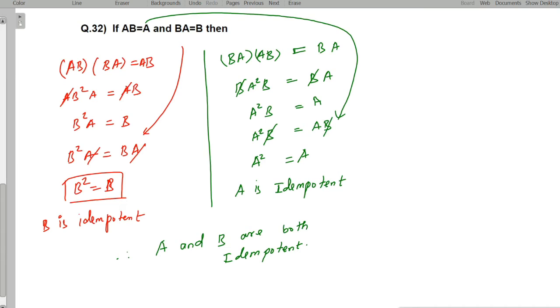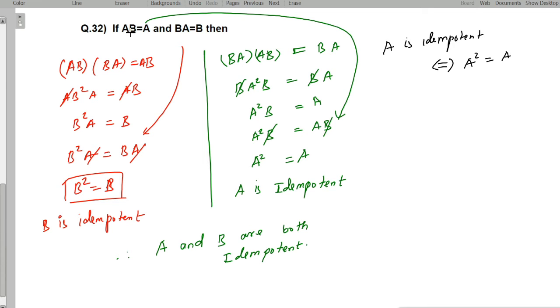If ab equal to a and ba equal to b, then you want to check whether a is idempotent or b is idempotent. The definition for idempotent is: a is idempotent if a square equal to a.